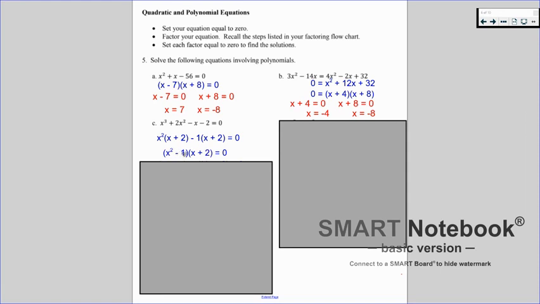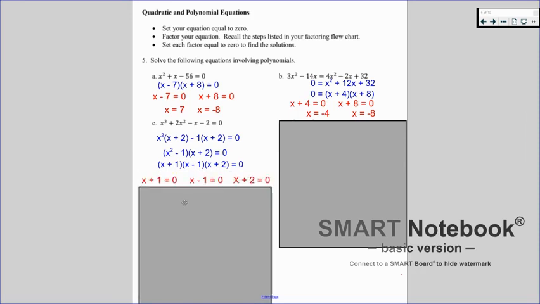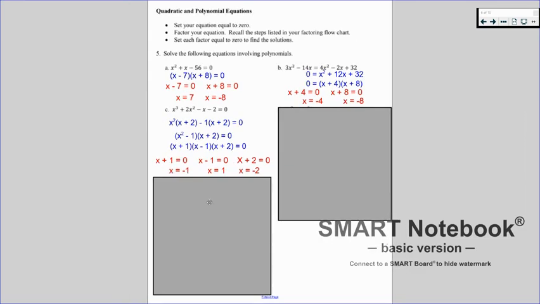Here now I have a difference of squares, x squared minus 1. We can factor that into x plus 1, x minus 1. And now I have it completely factored down into those linear terms, set each linear factor equal to 0, and then solve. So there would be our solution for part C, those 3 zeros.